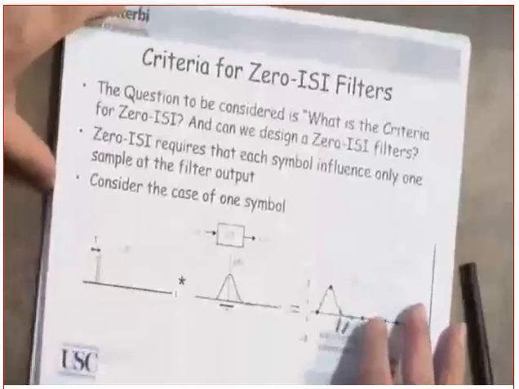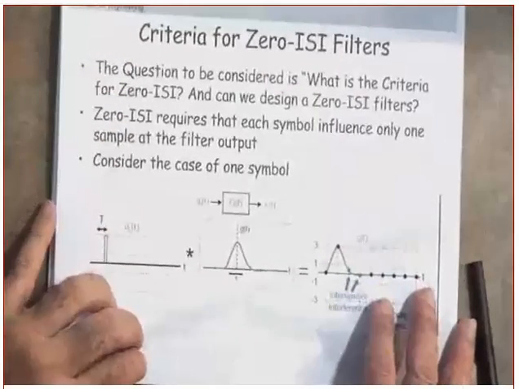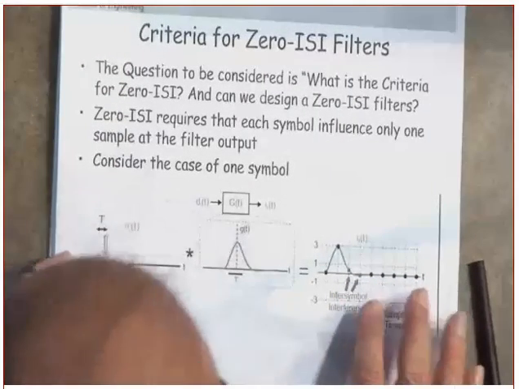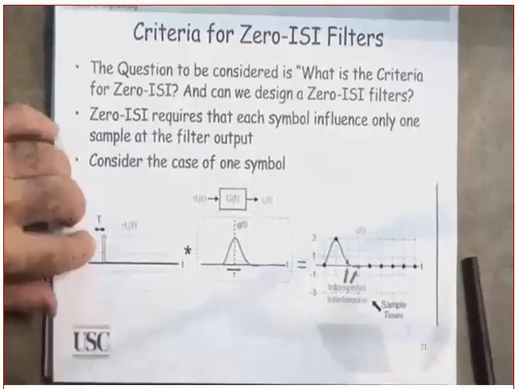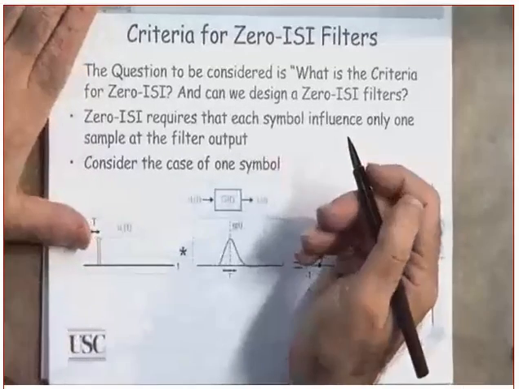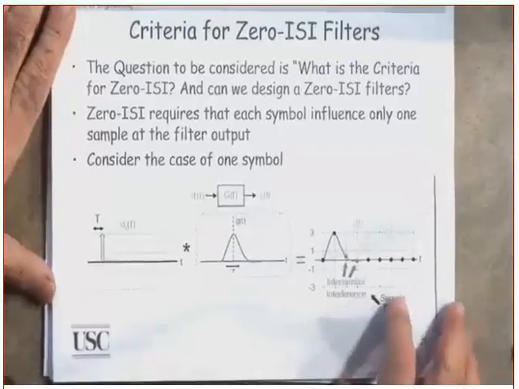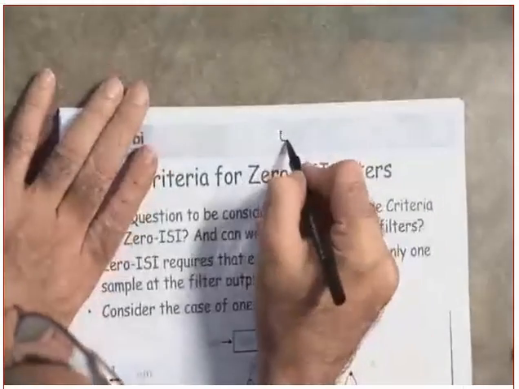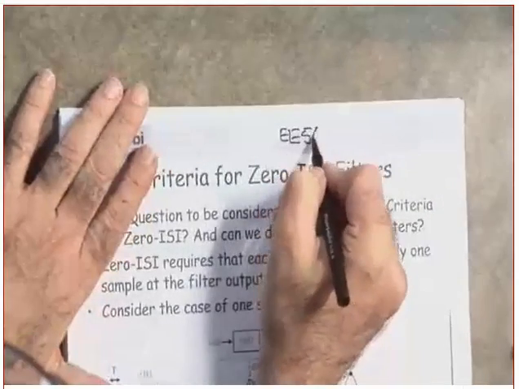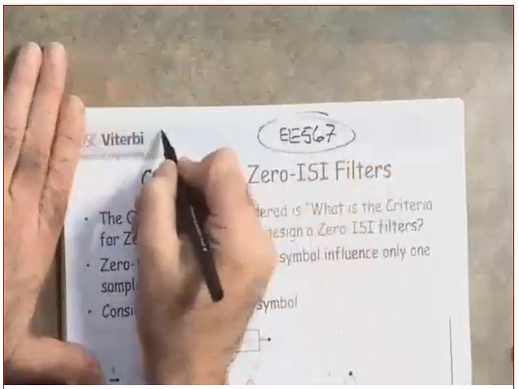Okay, so the criteria for zero intersymbol interference is the following. What is this? This is what is known as the Nyquist filtering. You take this one in EE 567, Nyquist filtering.